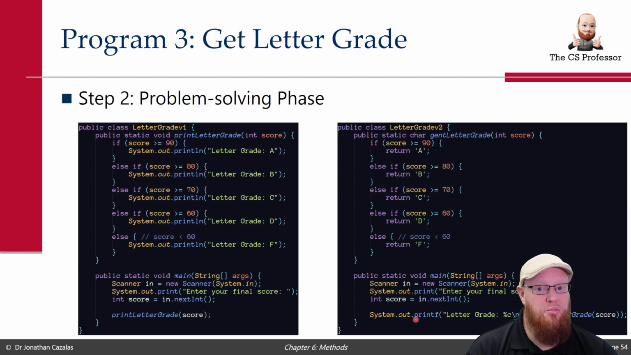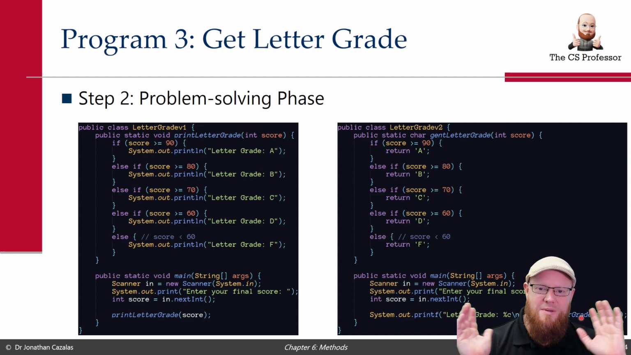Now, notice we have a print statement, and I'm printing letter grade, colon, space, %c for a character. And we're using formatted printing. And what am I going to put here inside this %c? I'm going to put the result of calling this function. Pretty straightforward. Two methods.